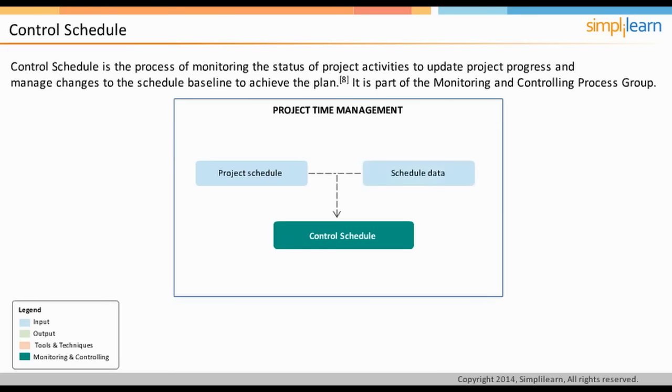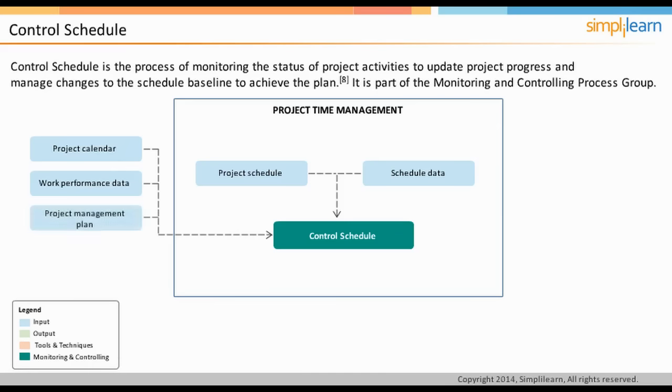Schedule data contains information related to the schedule that may need to be monitored in order to take actions to bring the project back on schedule. Project calendar describes the working hours and days for the project. Work performance data has information like which activities have started, their progress, and which activities have finished. The other inputs of this process are project management plan and organizational process assets.